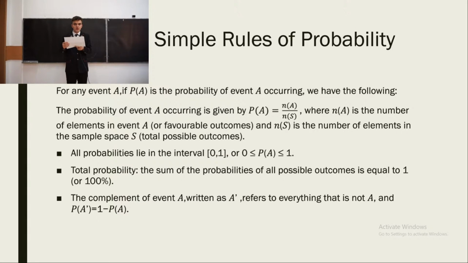All probabilities lie in the interval 0 to 1, or 0 is less than or equal to P of A, which is less than or equal to 1. Total probability means the sum of the probabilities of all possible outcomes is equal to 1, or 100%. And the complement of event A, written as A prime, refers to everything that is not A, and P of A prime is 1 minus P of A.